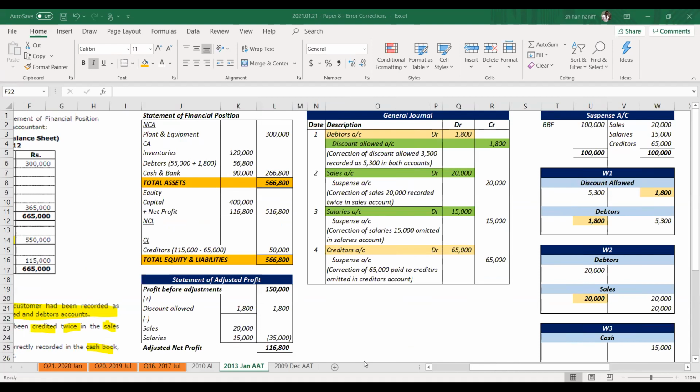There is an error when transferring to trial balance. Do we record it in the profit adjustment statement? No. If it is not specifically mentioned, if it does not affect the profit, we don't.